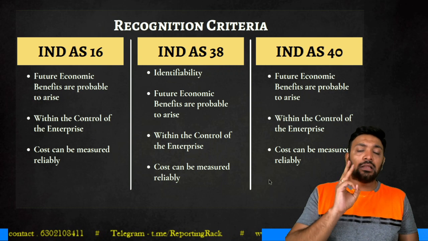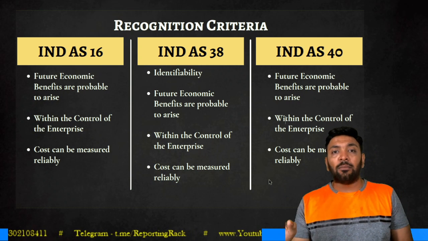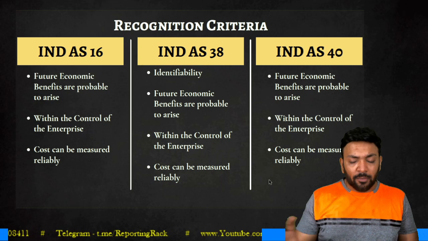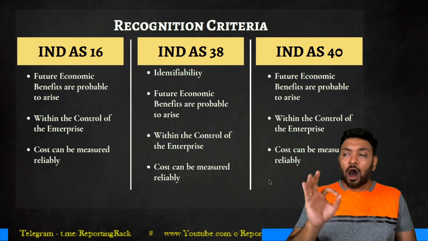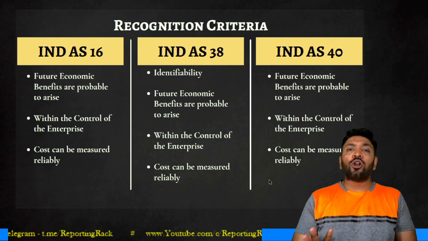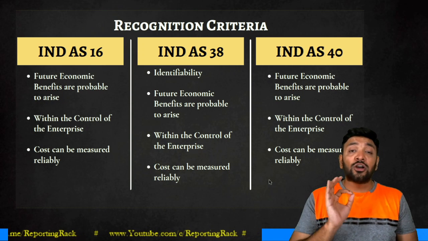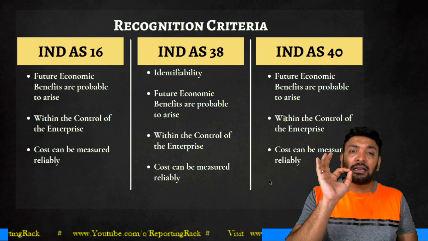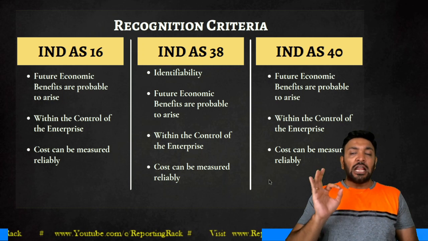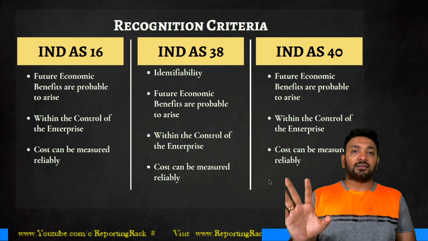Here, the third one: the cost of the asset can be measured reliably. If the cost cannot be measured reliably, you can never identify or recognize the asset. If I don't know what the cost is, then you cannot recognize a particular asset. Because for us, money measurement is a very, very important aspect of accounting. If you cannot measure it, you cannot recognize it.